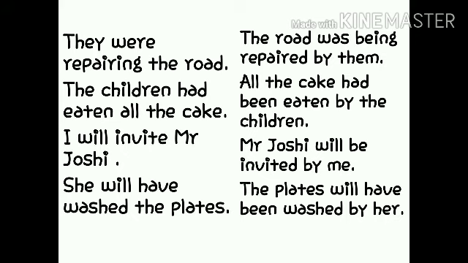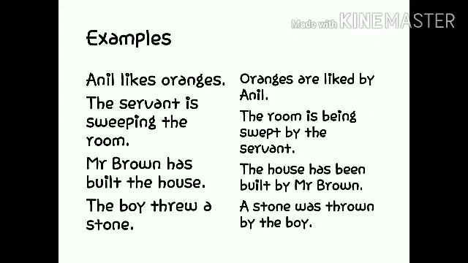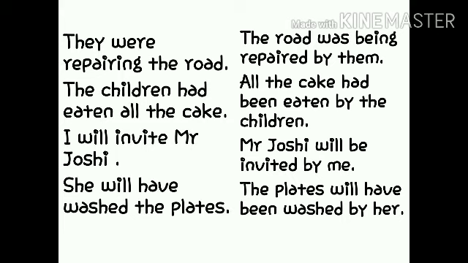Now, she will have washed the plates. It's again in perfect tense, future perfect tense. In perfect tense we use the helping verb been. In continuous tense we use being. In perfect tense we use been. So the plates will have been washed by her. By she, you cannot say by she, you have to use the word her. The objective pronoun of the word she is her. We have to use that. I hope you guys are clear with these 8 structures.